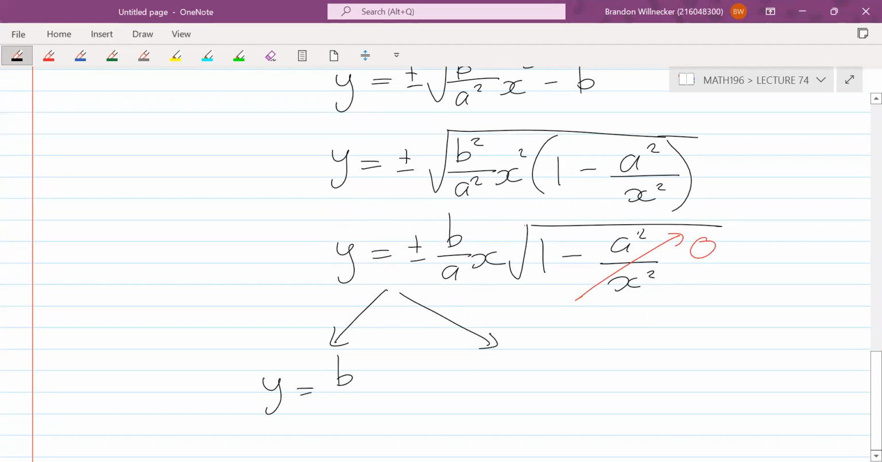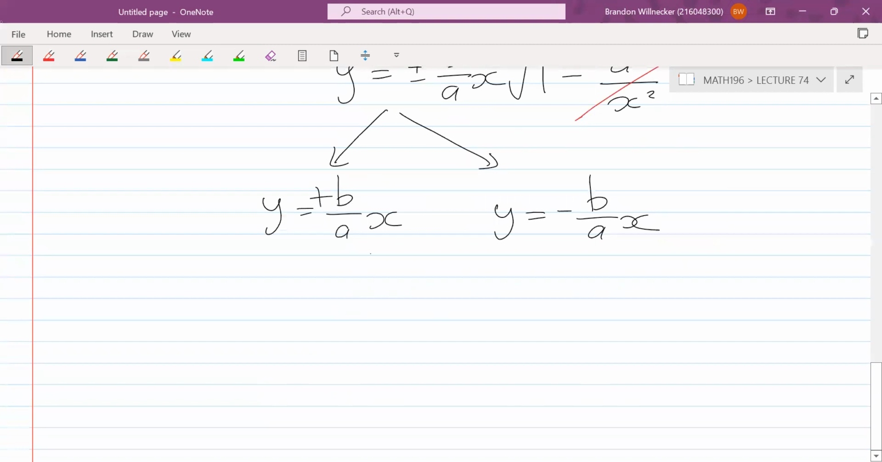y equals b over a x, you can put a plus. So that is for the increasing asymptote, positive gradient asymptote, and we get y equals minus b over a x, and that is for the decreasing asymptote.